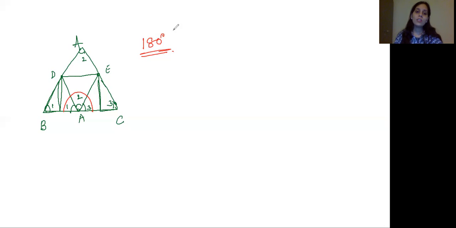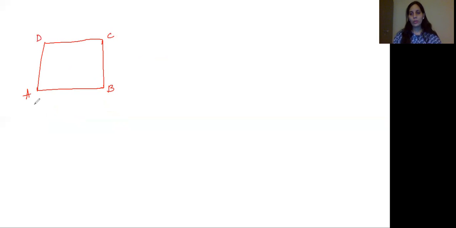All right, now using the same concept of the angle sum property of a triangle, we are going to see the angle sum property of a quadrilateral. So let me just draw a quadrilateral. Any four-sided figure is a quadrilateral, we have already seen. So let me just name it A, B, C, D. Now this is a quadrilateral.